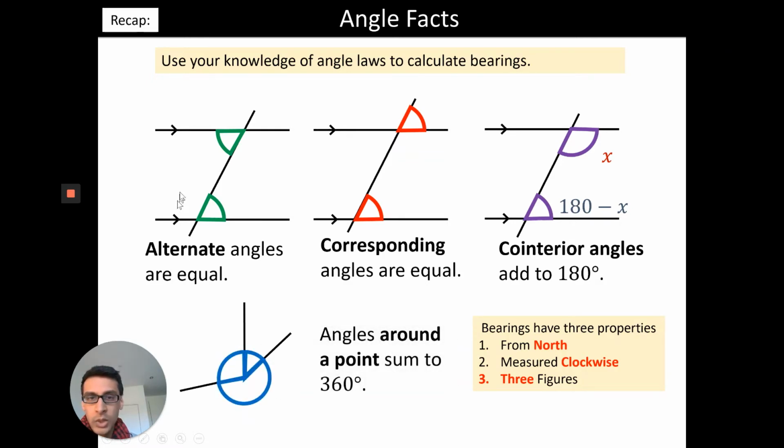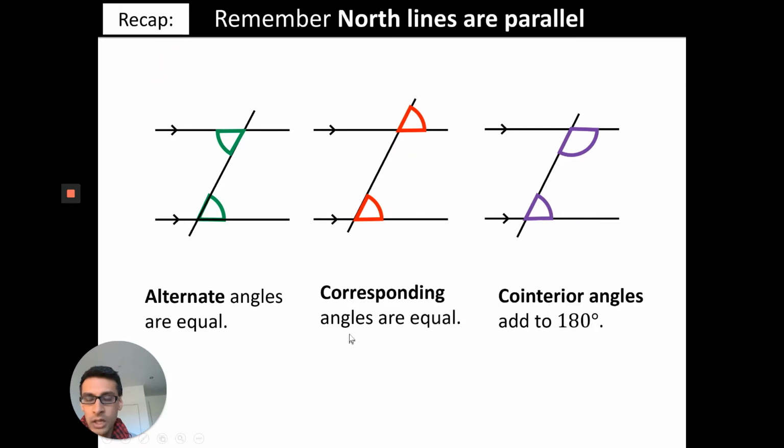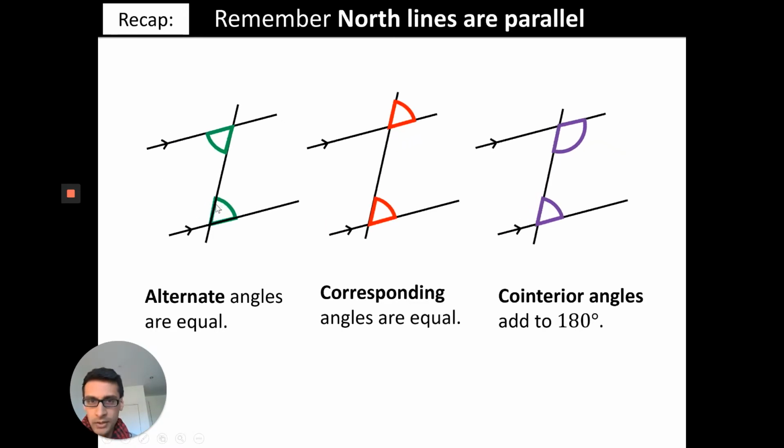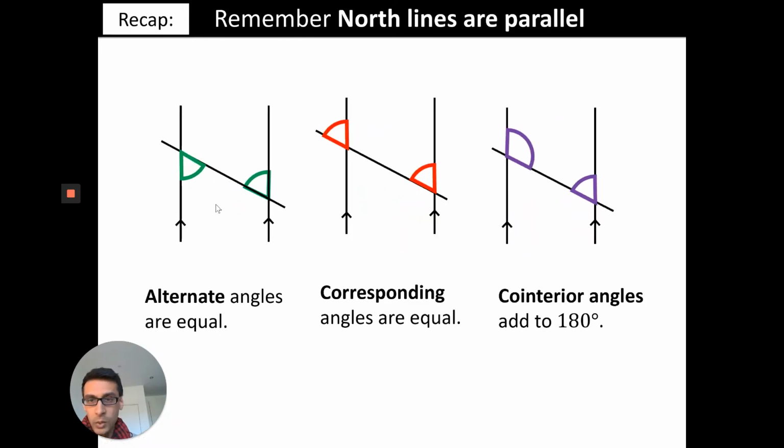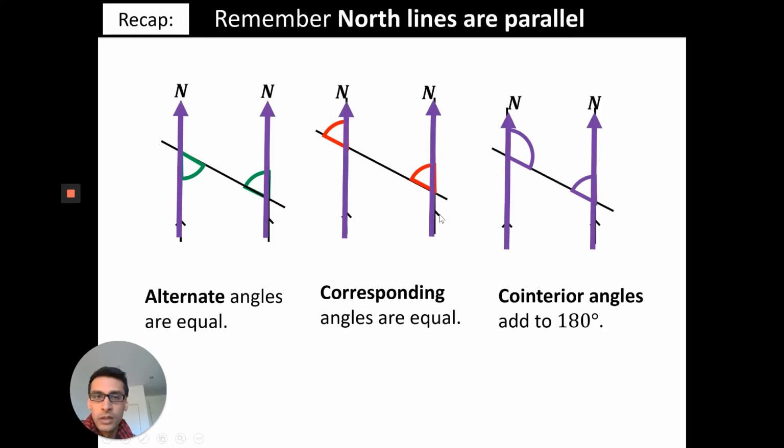So we're going to be using this because what you may have noticed obviously is the north lines are parallel. So if you turn these diagrams sideways and you treat all the north lines as parallel, you're going to start seeing that I'm going to be using all of these rules to work out missing angles, and so will you.